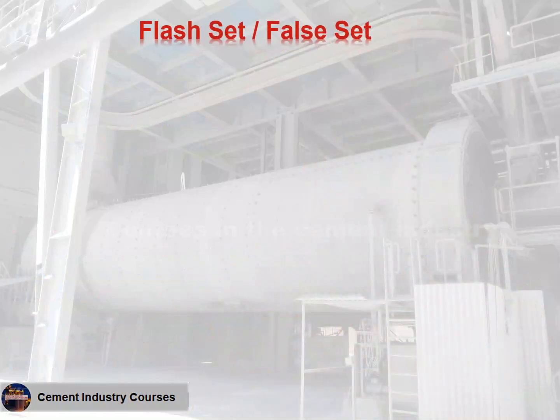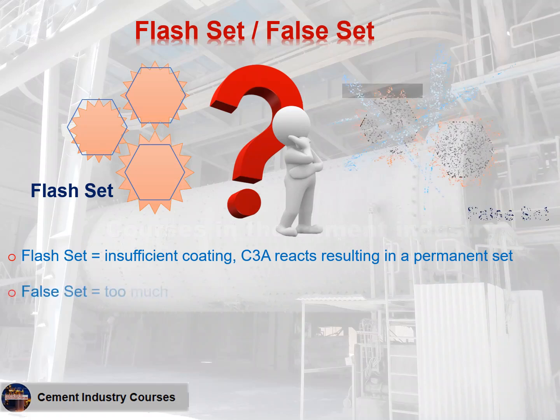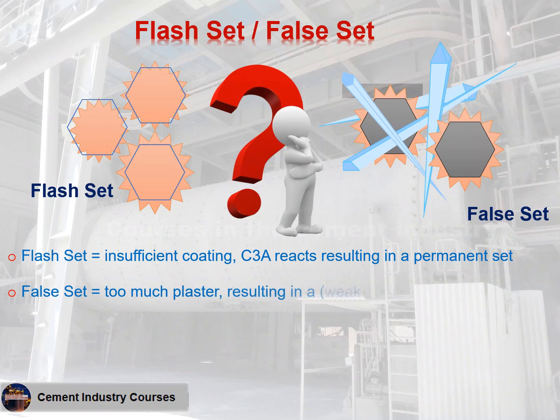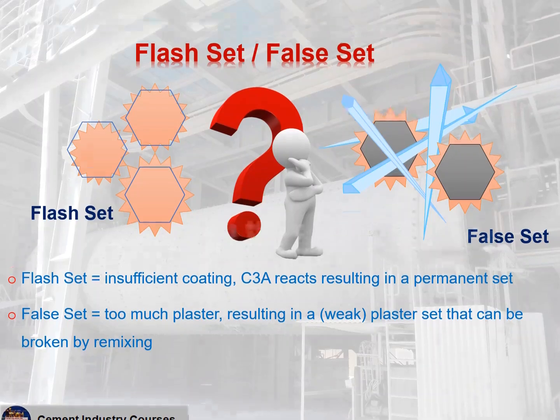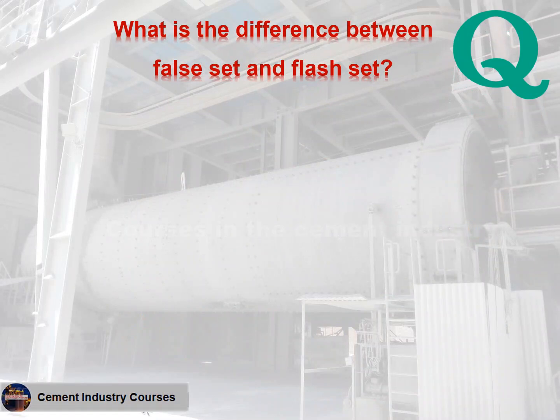Flash set and false set. Flash set, known as insufficient coating, where C3A reacts, resulting in a permanent set. False set, known as too much plaster, resulting in a weak plaster set that can be broken by remixing. What is the difference between false set and flash set?